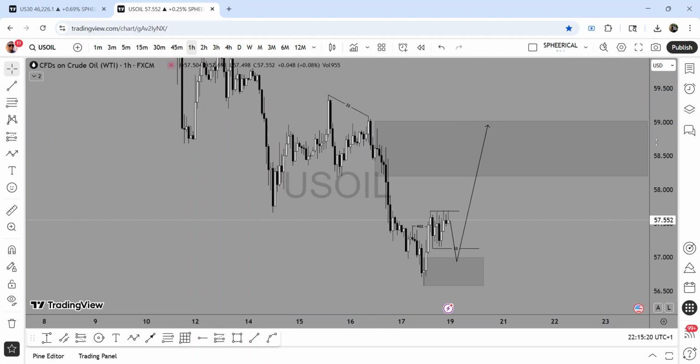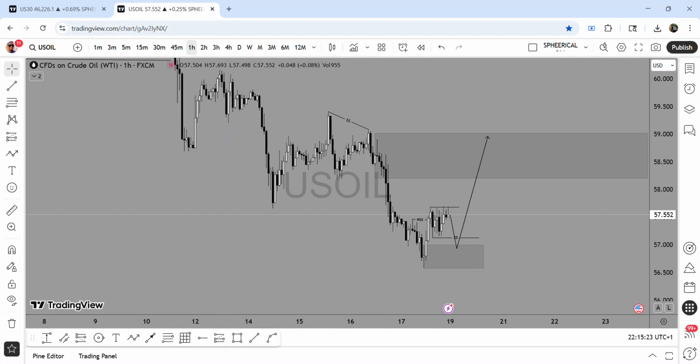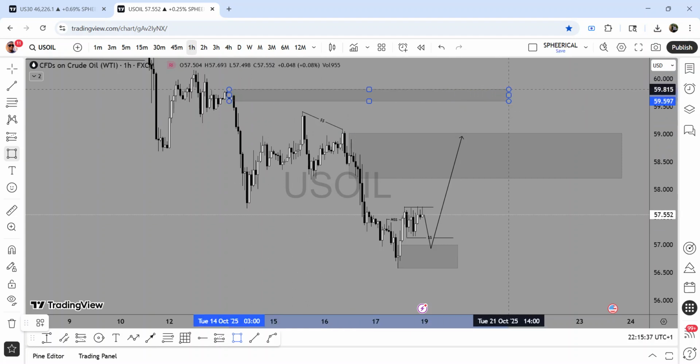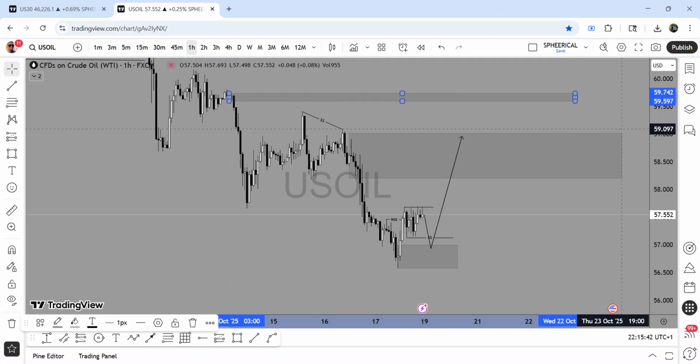So let me check if there is any point of interest above it that the market will be respecting. Let's find. Okay, see, I have another one here. This is a supply zone. You can see it. So here will be our target.